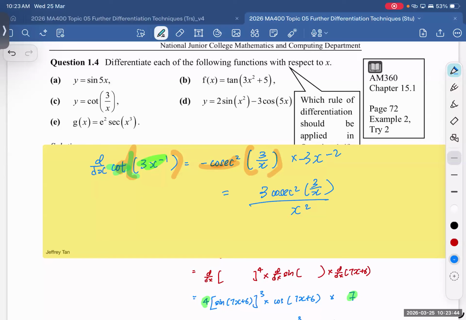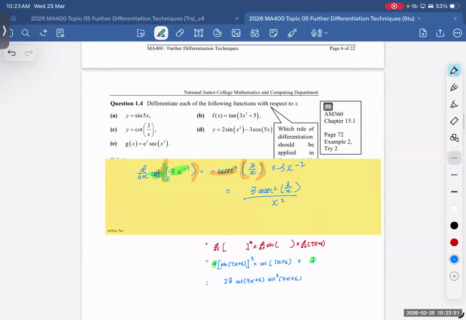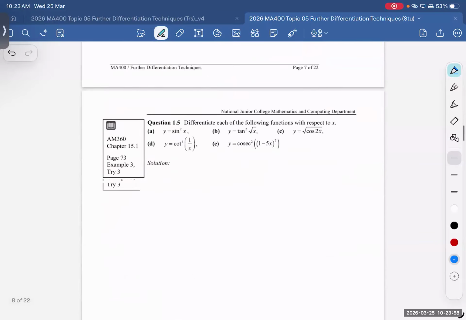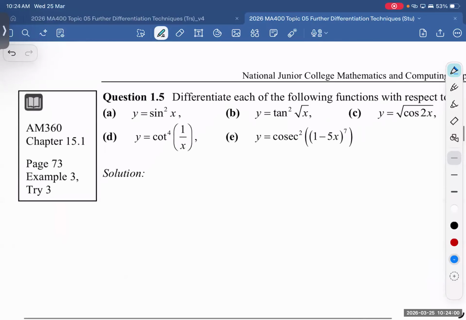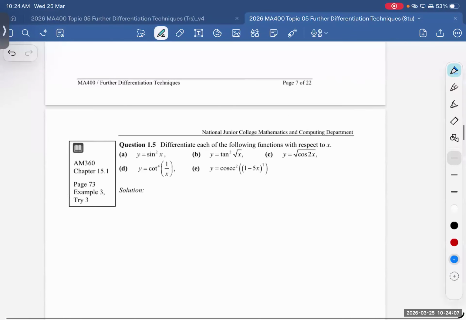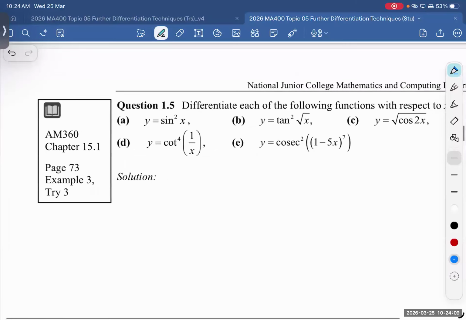Yeah, how do I do 1.5? Which question? The first one, 1.5a. Okay, so 1.5a, before you do 1, did you catch my explanation about the chain rule for the second layer? Okay, so I'll explain it again. For trigo, there are 2 different types of chain rule. Actually there are 3.